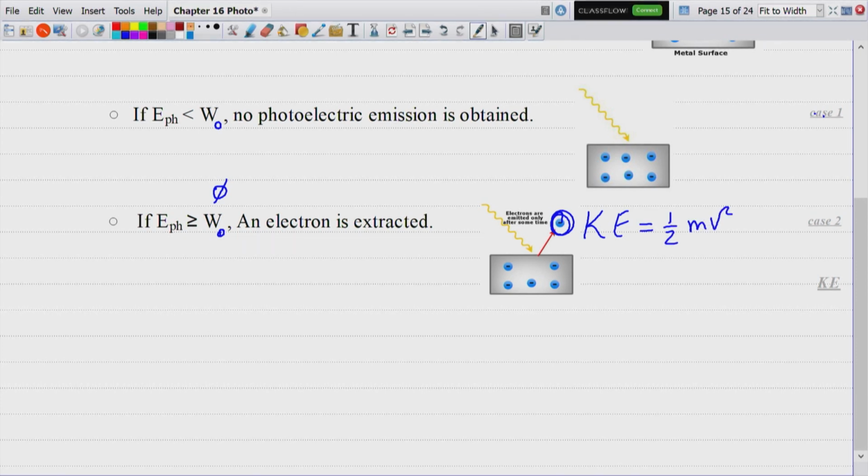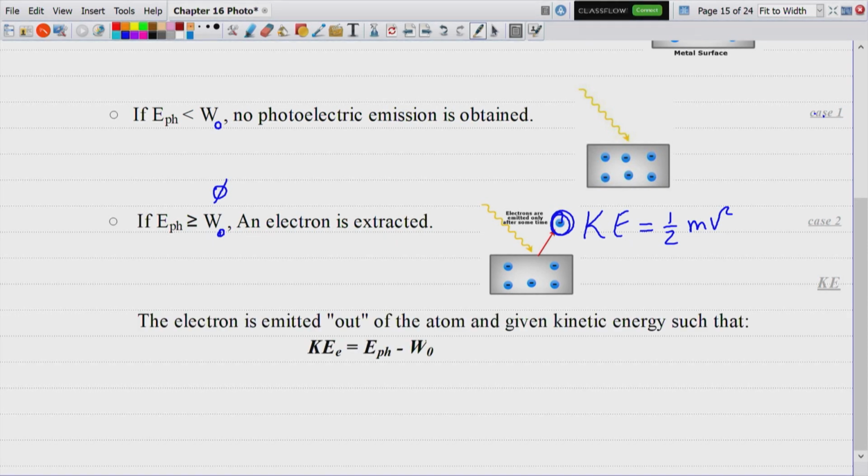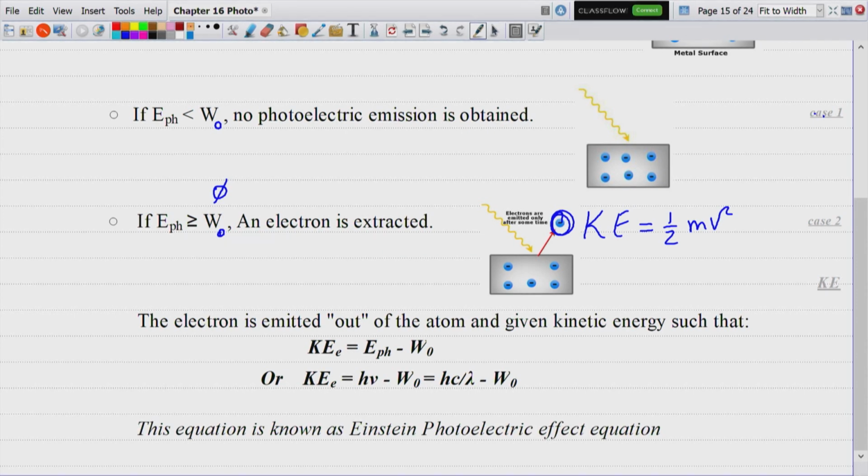So the interpretation of Einstein was the following: an electron is emitted out of the atom, expelled from the metal, and given kinetic energy such that kinetic energy equals energy of the photon minus W0, or Ke equals h nu minus W0, or even hc over lambda minus W0. Now, when you read this equation, first it's known as Albert Einstein's equation or Einstein photoelectric effect equation, even though it might be given by other scientists as well.